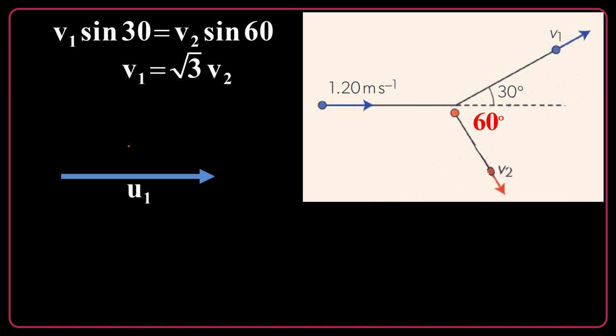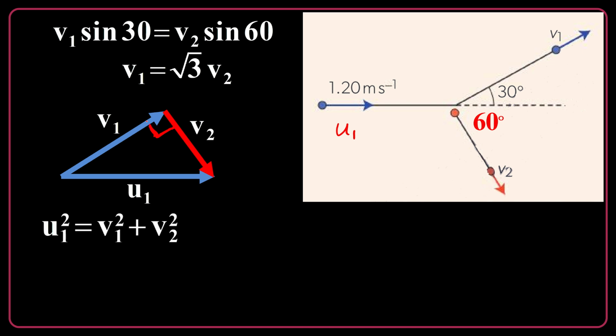Result of that could be perpendicular velocities. I mean v1 and v2. So if I take u1 here in horizontal direction, this is v1 and this is v2, and they are perpendicular. I already mentioned it and proved it. So here we can use the Pythagoras theorem as u1 square is equal to v1 square plus v2 square. Then let's substitute v1 for square root of 3 times v2.